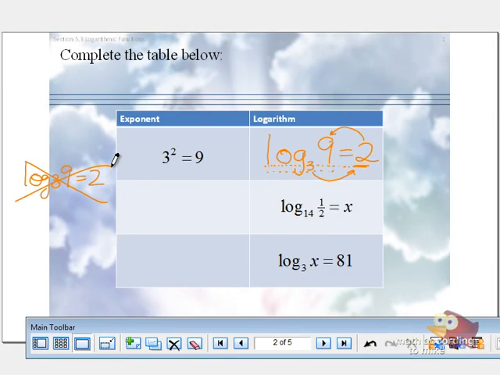Also, class, while we're here, this is pronounced log base 3 of 9. Class? Log base 3 of 9. You're the first class that actually said it. That's fantastic. Yeah, good job.